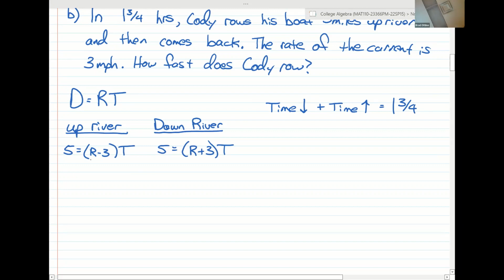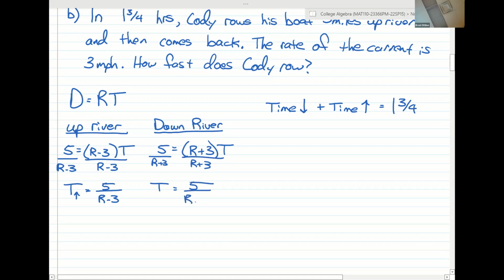To isolate t, we're going to divide both of these by r minus 3. We get the time going upriver would equal 5 over r minus 3. Going downriver, we divide both of these by r plus 3. It'd be 5 over r plus 3.